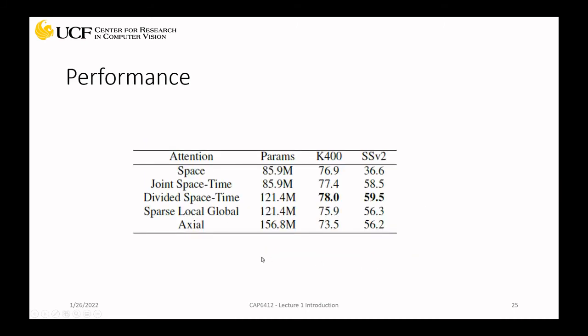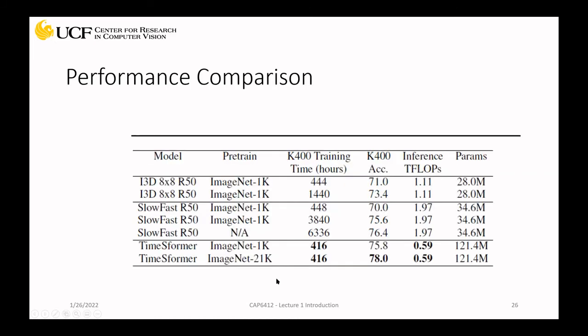So then they find out that these are the different ways to do it, and they get pretty good performance for Kinetics 400 and Something-Something version 2. This is another data set. They get 78% here, 59%. And these are the different parameters for these different networks. And they compare with these other CNNs, and they get improvement, 3% from here, 2% here, and they also compare the parameters.